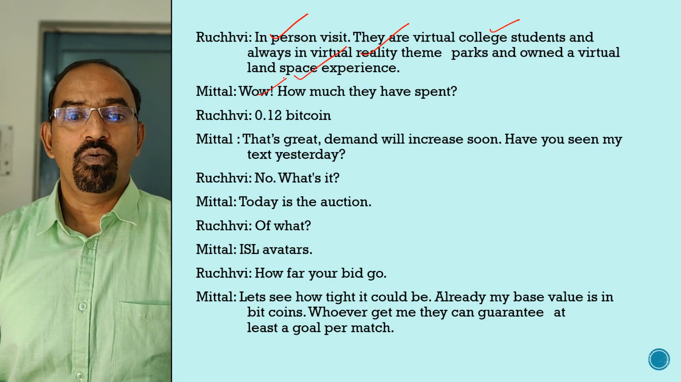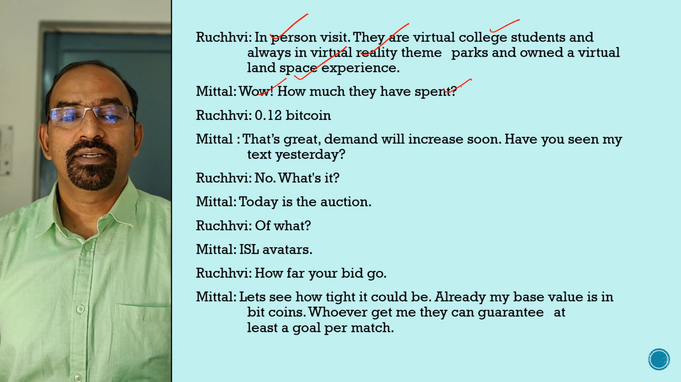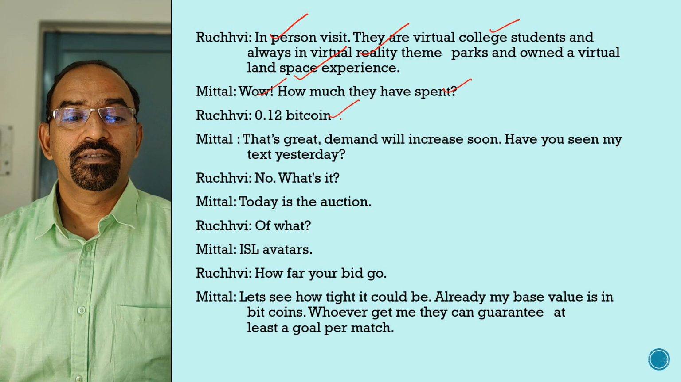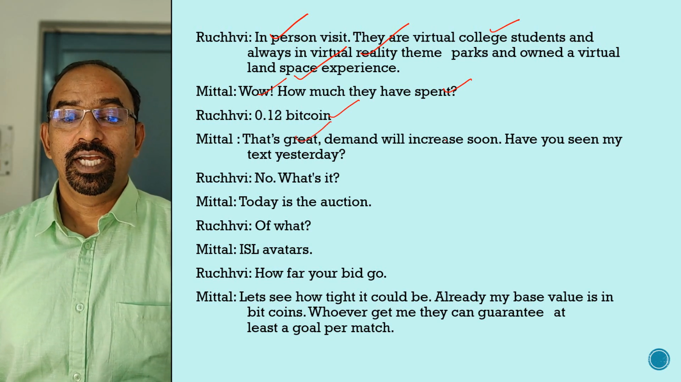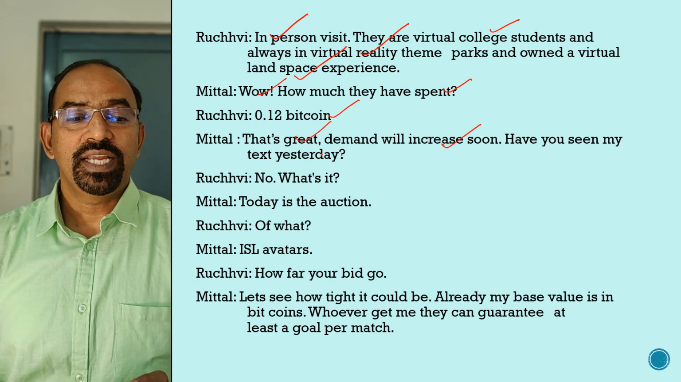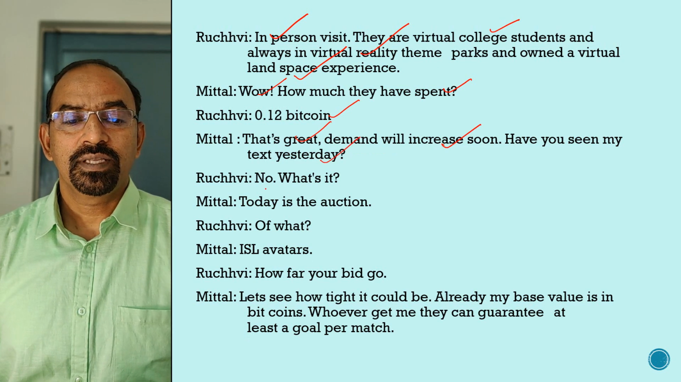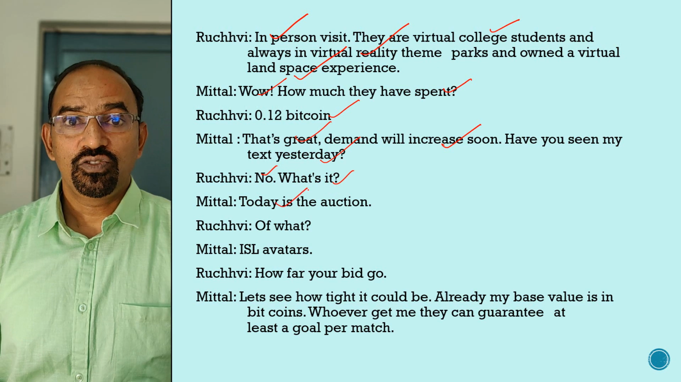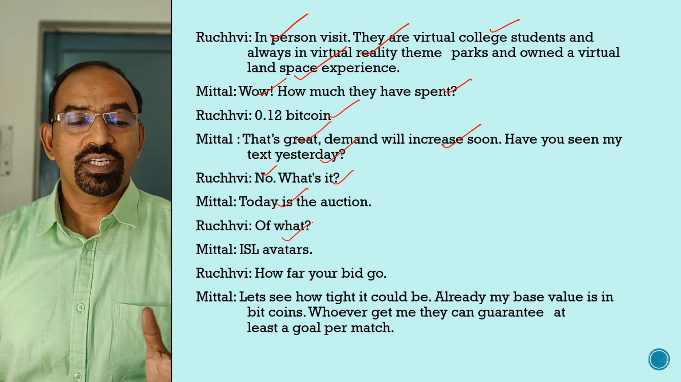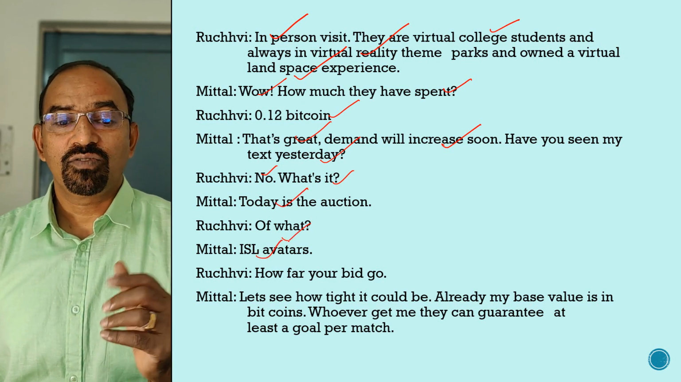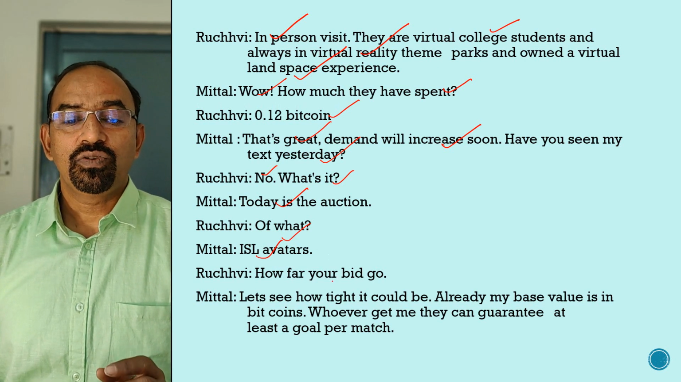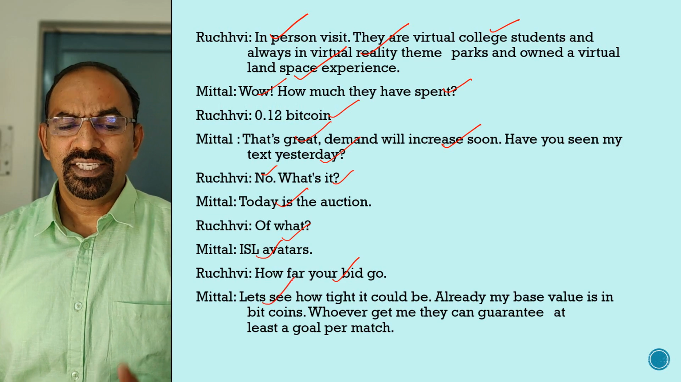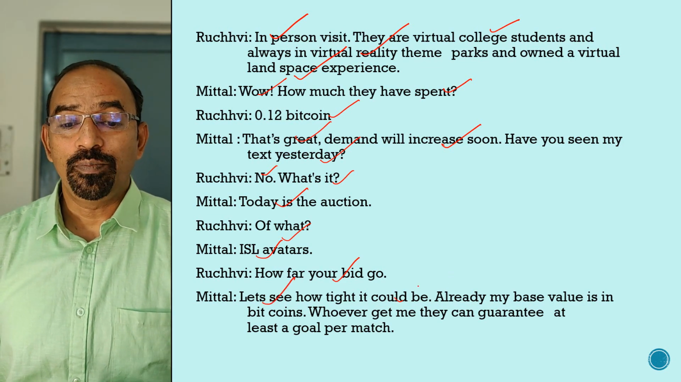Mittal: Wow! How much have they spent? Ruchvi: 0.12 bitcoins. Mittal: That's great. Demand will increase soon. Have you seen any text yesterday? Ruchvi: No. What's it? Mittal: Today is the auction. Ruchvi: Oh, what? Mittal: ISL avatars. Ruchvi: How far will your bid go? Mittal: Let's see how tight it could be.